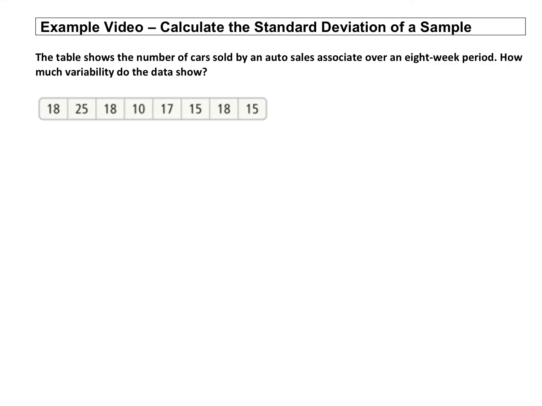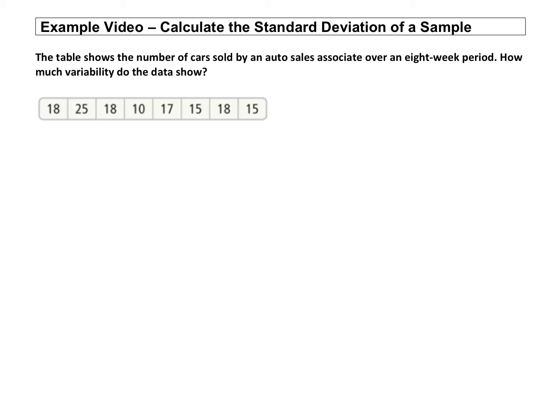All right, so in the last example you were given the standard deviation. Now we're going to work on how to calculate it ourselves. So the standard deviation of a sample. In this example, we have a table that shows the number of cars sold by an auto sales associate over an 8-week period. How much variability do the data show?